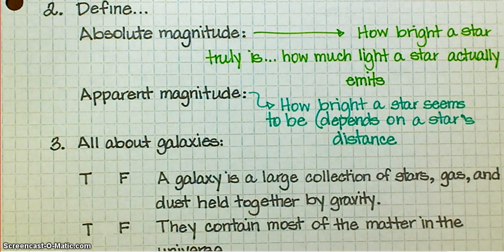And then last one kind of got cut off, but it says our solar system is in the center of the Milky Way galaxy. True or false? False. Our solar system is not in the center. Our solar system's not out on the very, very edge either. It's kind of halfway between the center and the edge. Okay?